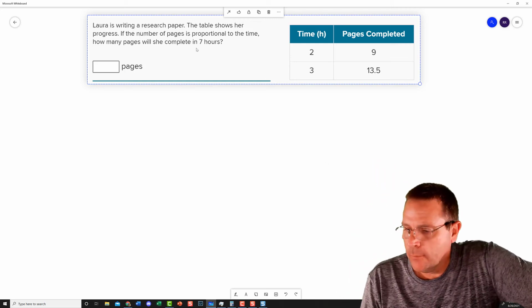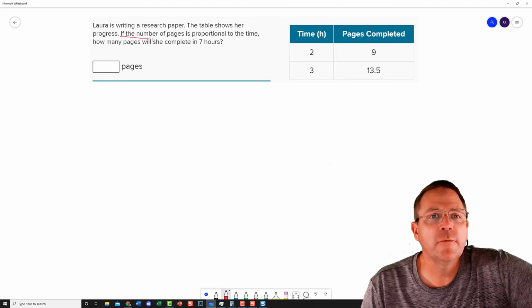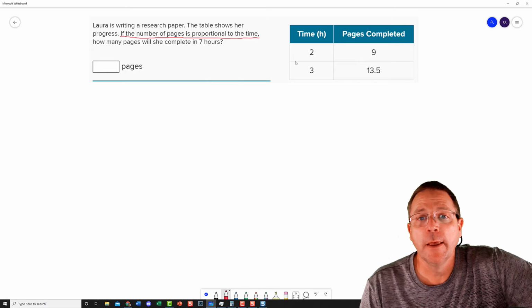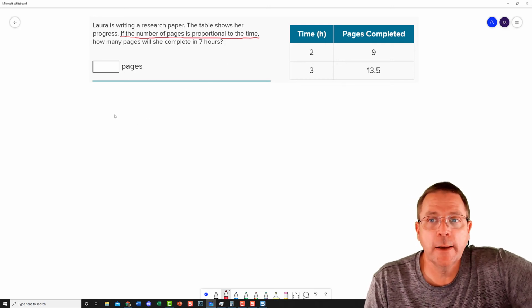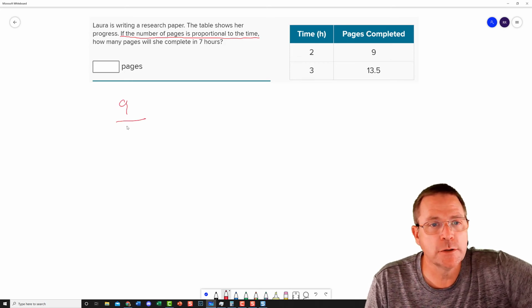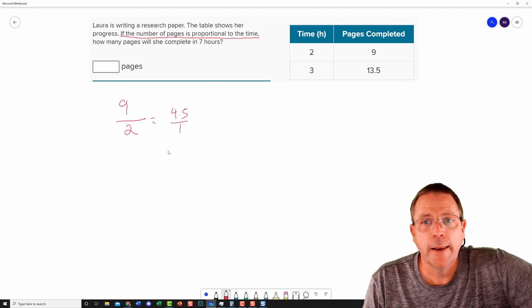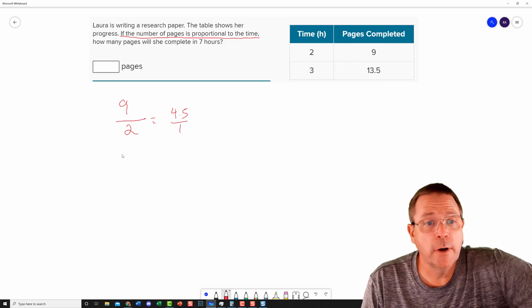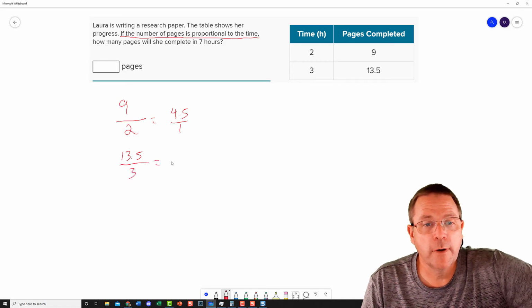All right, it's my turn. Something important to notice about this problem is the wording. It says, if the number of pages is proportional to time. How many pages will she complete in 7 hours? We could find the answer by first finding how many pages she would do in 1 hour. We take the 9 pages divided by 2, and that gives me a 4.5 to 1 ratio. We don't really need to divide the other one, but we can. 13.5 divided by 3, and you still get the same 4.5 to 1 ratio.